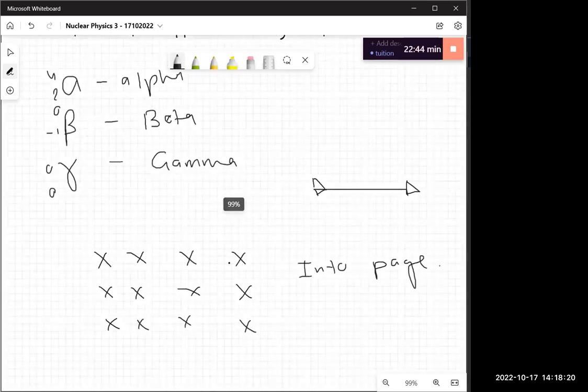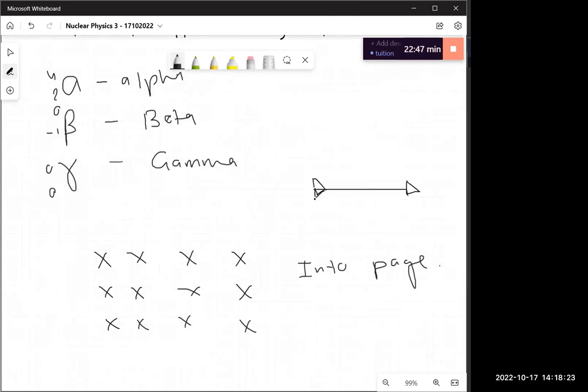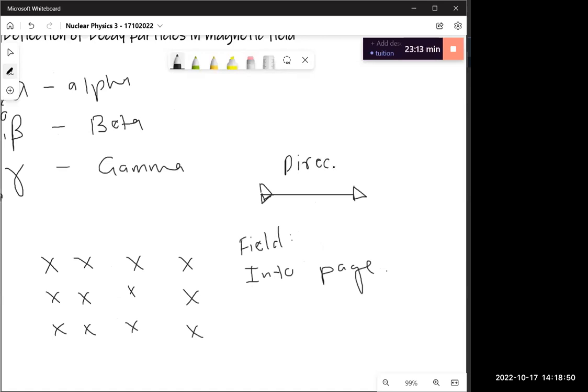Now, what part of the arrow are you seeing in this case? The back of the arrow, right? These crosses. I want you to imagine the arrow is going away from you, like this. So you're seeing the back of the arrow. This is the direction of the field. The arrow is pointing away from you, so the field is into the page, or away from you.